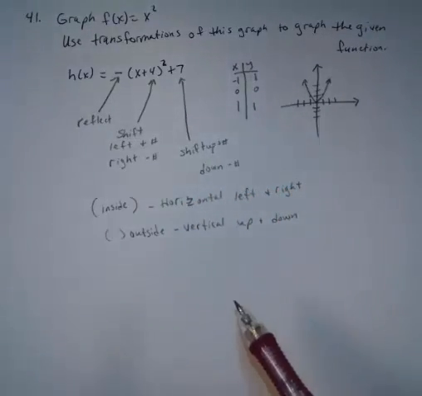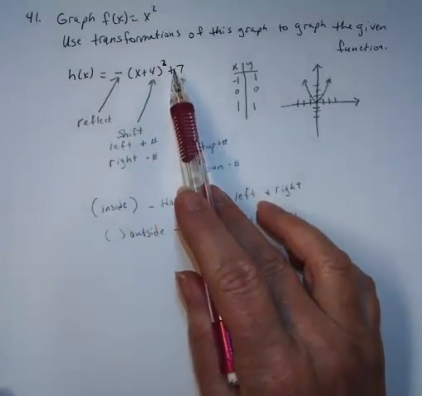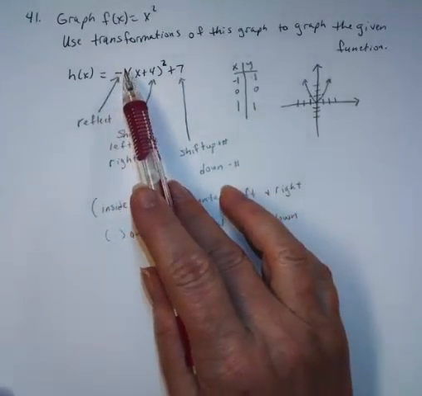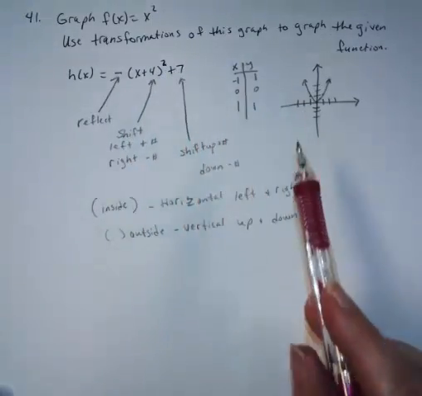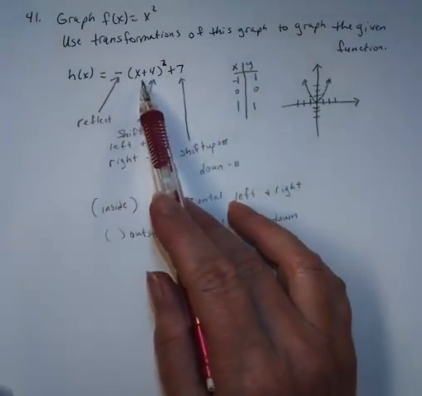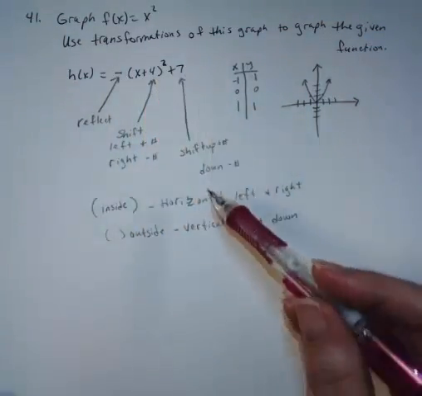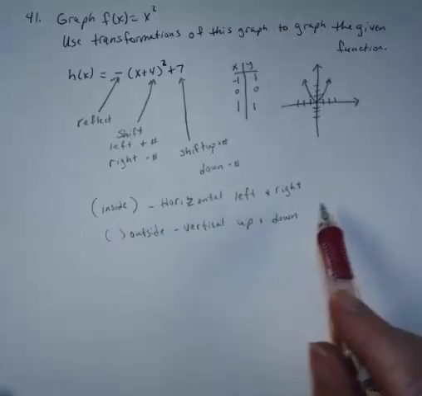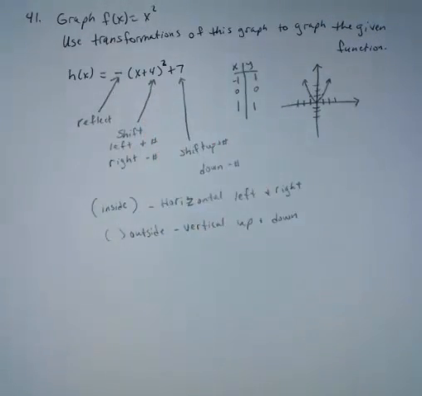So when we're looking at these, anything that's on the outside, so if we have a negative here, if we have a number here, and then we have a number here, those are the verticals. Whatever happens on the inside, whether it's a negative or positive, it's going to have to do with our horizontals, left and right. Or if we've got a number next to our x and multiplying it, which will cause stretching and shrinking.